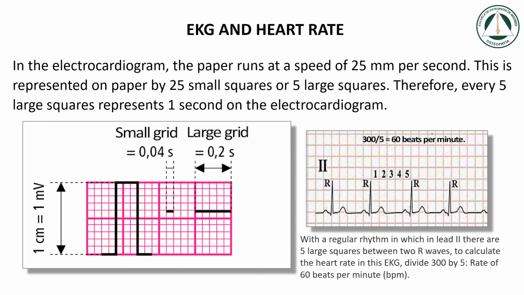EKG and heart rate. In the electrocardiogram, the paper runs at a speed of 25 mm per second. This is represented on paper by 25 small squares, or 5 large squares. Therefore, every 5 large squares represent 1 second on the electrocardiogram. With a regular rhythm, in which in lead 2 there are 5 large squares between 2 R waves, to calculate the heart rate in this EKG, 300 is divided by 5, a rate of 60 beats per minute, BPM.